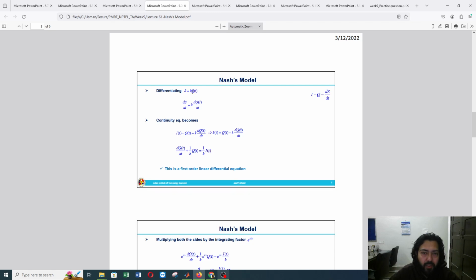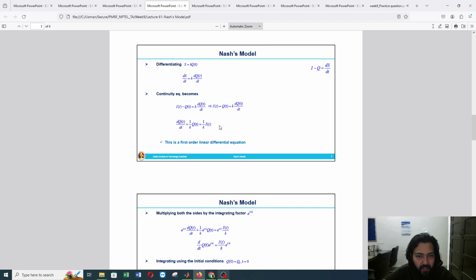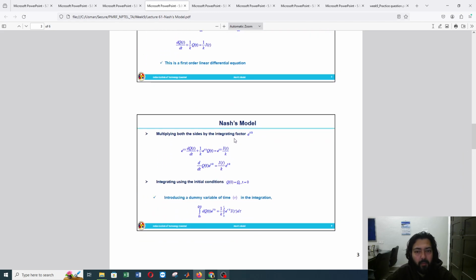So what we are going to do here is differentiate the first equation, that is S is equal to K of Q(t). So we'll get the equation dS/dt is equal to K dQ/dt, right? And what we are doing here is forming a differential equation of first order, right? And once we get the differential equation of first order, we are going to multiply it with an integrating factor of e to the power of t/K. So we have multiplied this equation by e to the power of t/K on both sides, right?